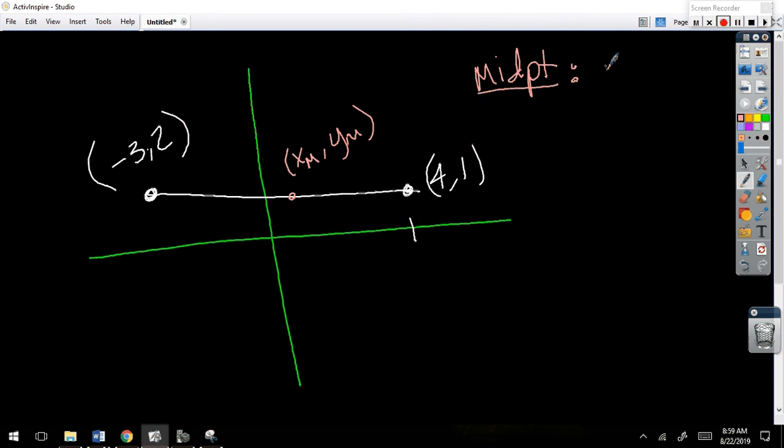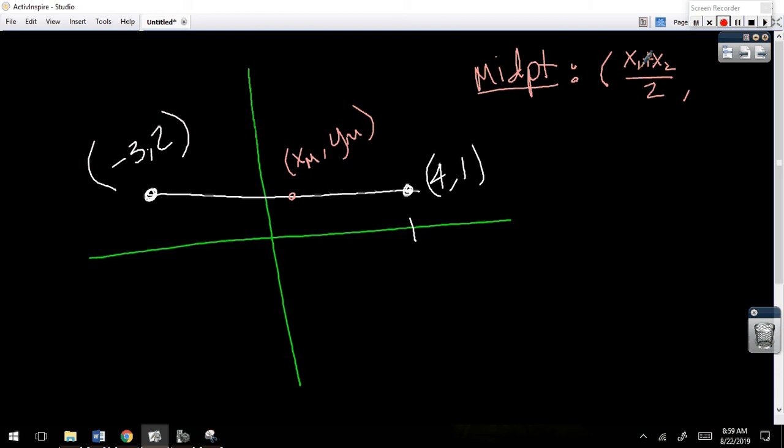I could take the x's and divide by 2. And do the same thing with the y's. This is a little bit easier than distance, I think, because it makes sense. Middle, add them together, divide by 2.